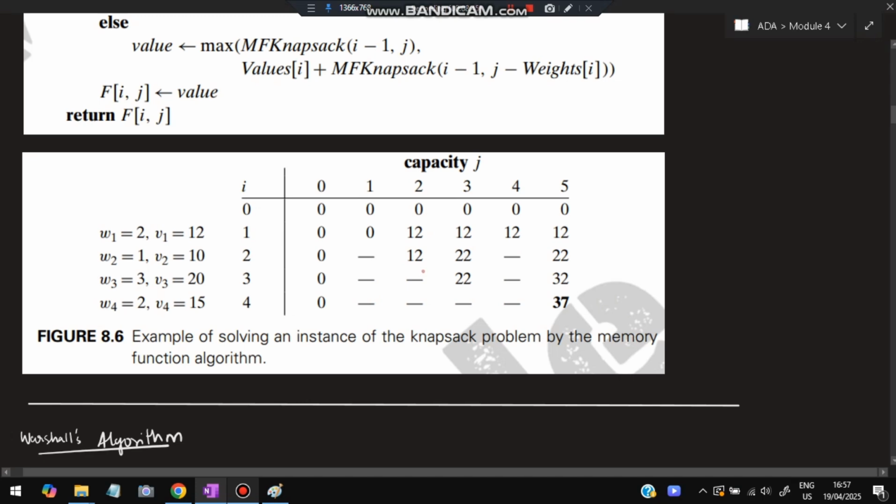Okay, in the exam they will not ask memory function. The first thing which I explained, you have to do in that way. Okay, but this is more efficient because we are not calculating redundantly the same values as previously we used to do. Okay, so this is the difference. And this was about the knapsack problem.